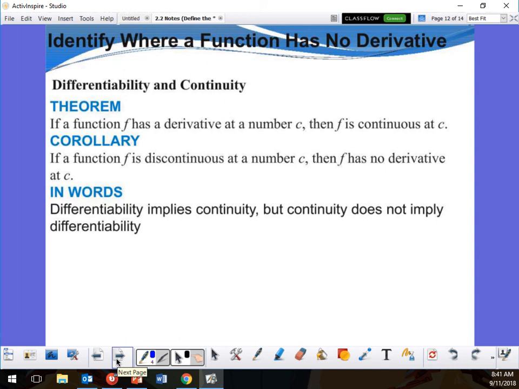Differentiability and continuity. If a function f has a derivative at number c, then it's continuous at c. If a function is discontinuous at number c, then you can't take a derivative. So, differentiability implies continuity, but continuity does not imply differentiability. Here's another example. All thumbs are fingers, but not all fingers are thumbs.